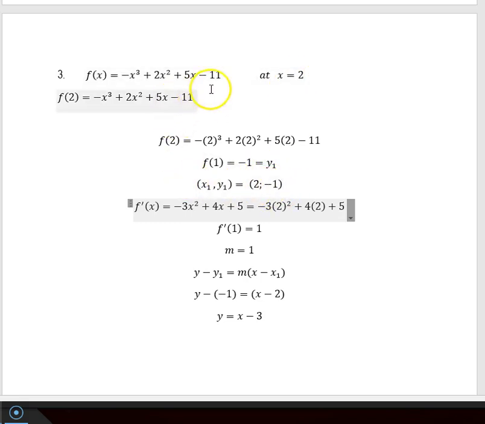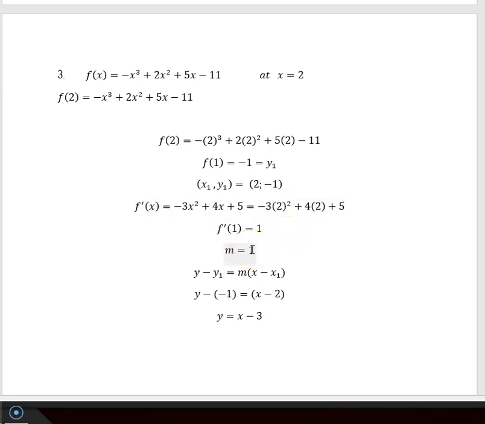Now the next thing is to what? We differentiate that to find our gradient. If I differentiate that, I'm going to be having that. And then you substitute for x equals 2 at the point of tangency. Put x equals 2 for x there. You're going to be having that, and that's going to be giving you 1.